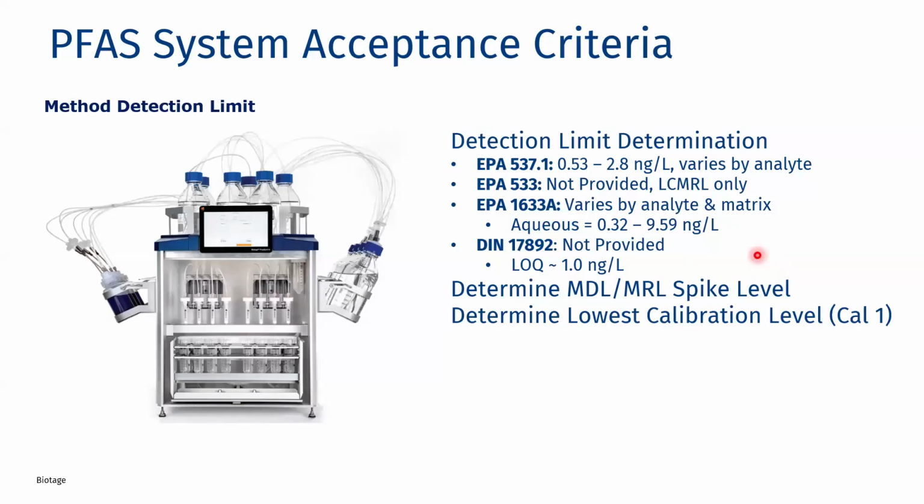So taking all this information and considering, how can we make sure this system will meet requirements not only for these methods, but also beyond. To determine your system's or your application's method detection limit, you need to determine that spike level for the MDL study, and then also make sure that you have the lowest calibration level at an acceptable point so that your system can actually detect that concentration as well.